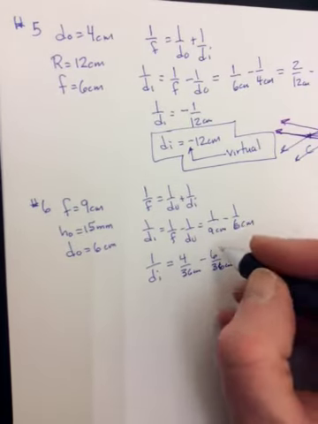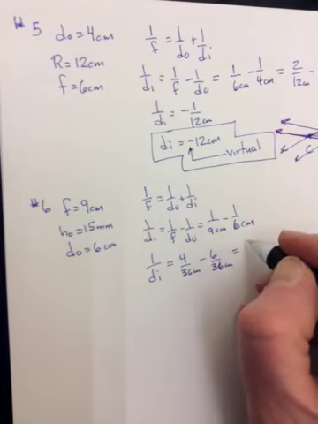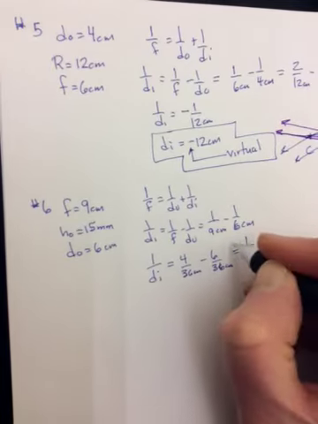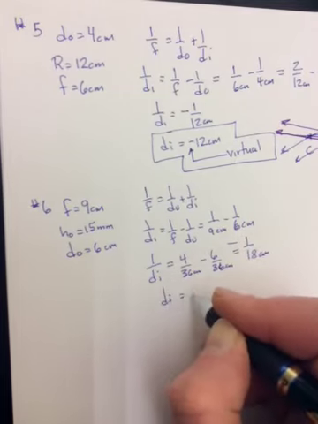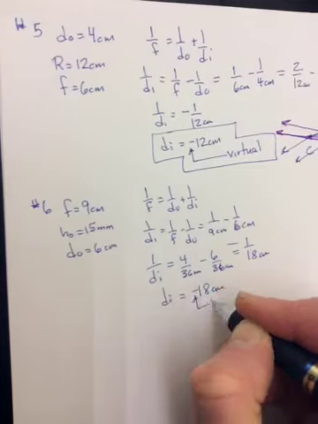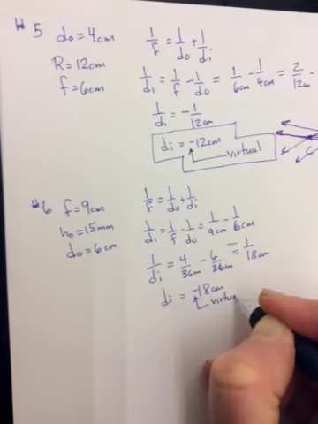So that's 2 over 36, or 1 over 18, but it's going to be negative. So di is equal to negative 18, again where the negative means virtual.